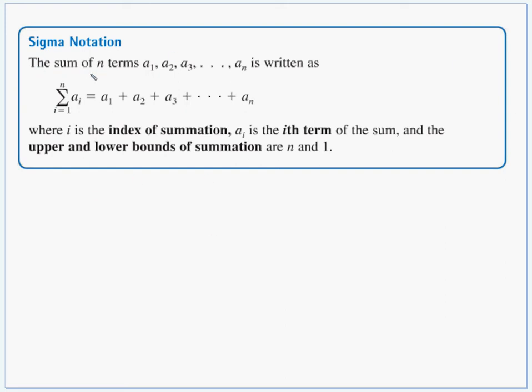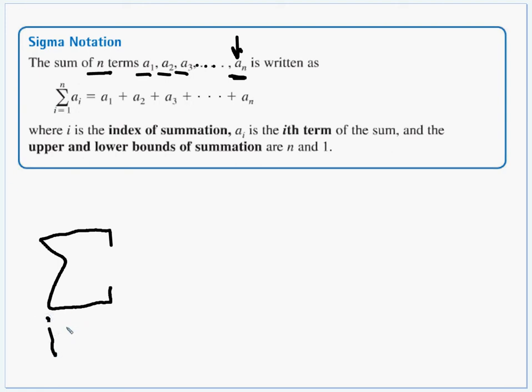The sum of n terms, and they're calling them a sub 1, a sub 2, a sub 3, dot, dot, dot, all the way to a sub n. That is the last term. And they write it like this. Here is my Greek letter sigma. They use different variables here for these summations. Usually down here it's i, j, or k. That is a terrible i.